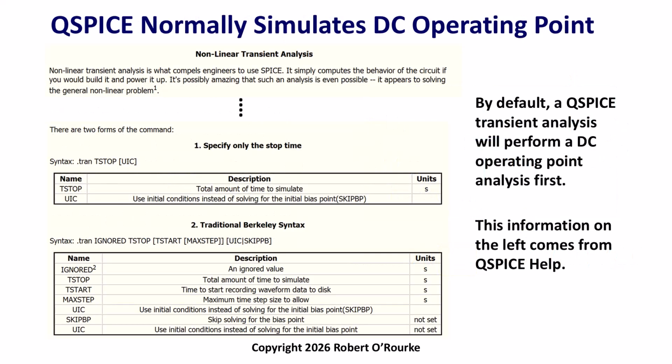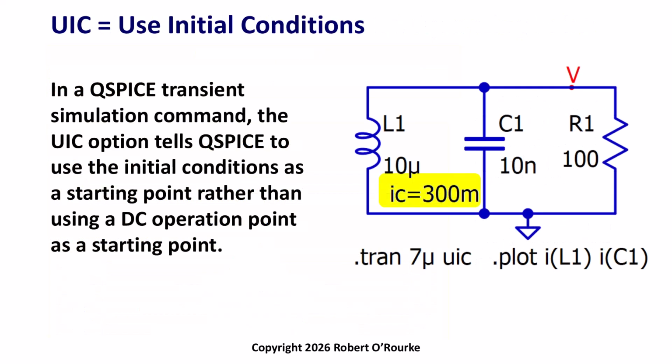By contrast, a QSPICE transient analysis without any UIC statement will automatically perform a DC operating point analysis before the transient analysis. UIC means use initial conditions. QSPICE can perform the transient analysis using any initial conditions present in the circuit and without performing a DC operating point analysis first.